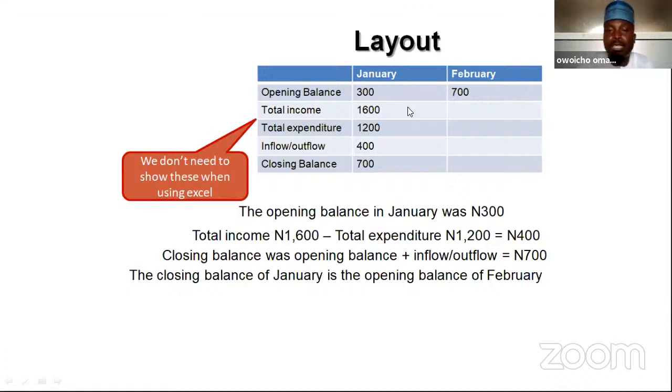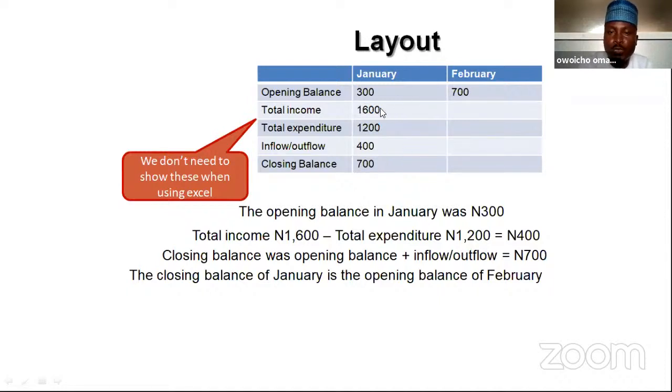Now, what do you need to be careful about here? What if this total income was just 1,002? Meaning what came in, we spent it. Then we'll have no net inflow or outflow. So our opening balance will remain 300.